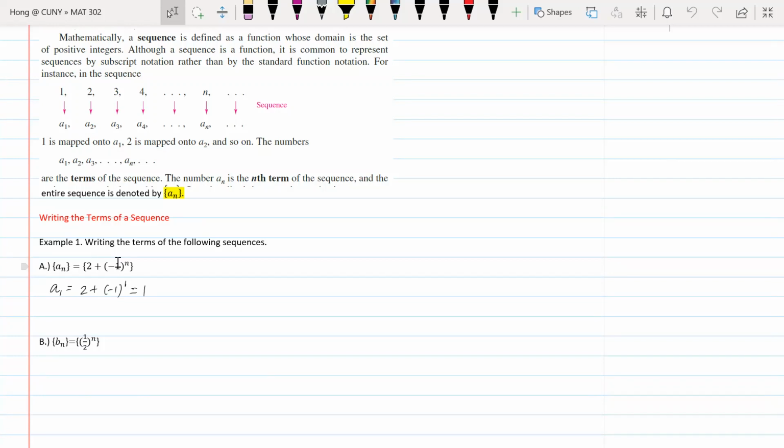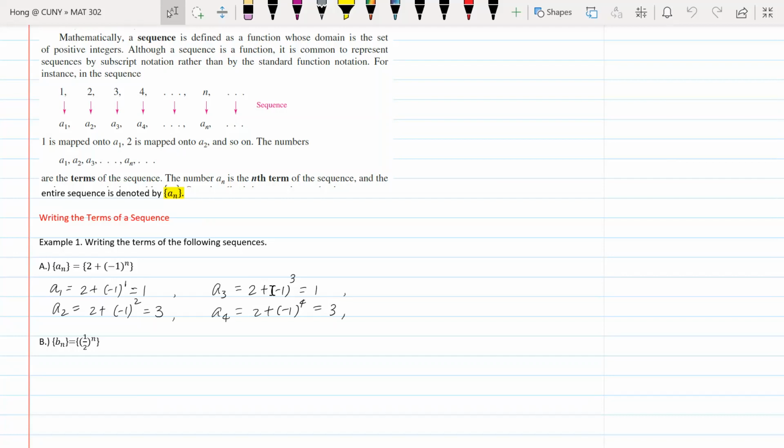So a sub 2 is 2 plus negative 1 raised to the second power. The second power of negative 1 is positive 1. So positive 1 plus 2 equals 3. A sub 3 equals 2 plus negative 1 to the third power. How much is negative 1 to the third power? Yes, it is negative 1. So 2 plus negative 1 is positive 1. A sub 4 is 2 plus negative 1 to the fourth power, which equals 3.